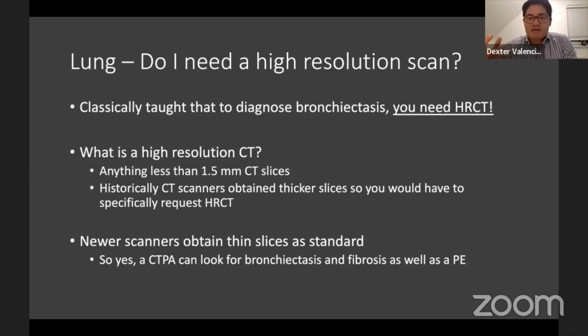But all our scanners, mostly around the world now, have been updated. So as standard, at Addenbrooke's where we scan, when you scan the CT chest, you will get thin slices of up to 1 millimeter as standard. So if you ask for a CTPA, I'll be able to tell you if the patient has bronchiectasis or fibrosis as well as a PE. So that's just clearing things up about HRCT and CTPA. They are essentially CT chests, and if you give contrast, it will be CT chest with contrast.